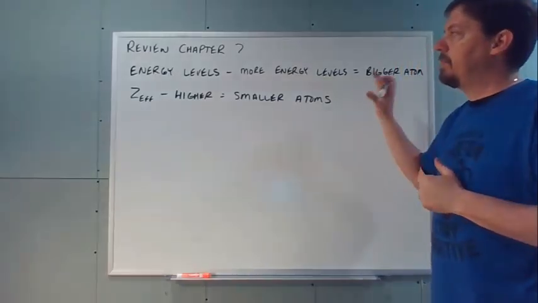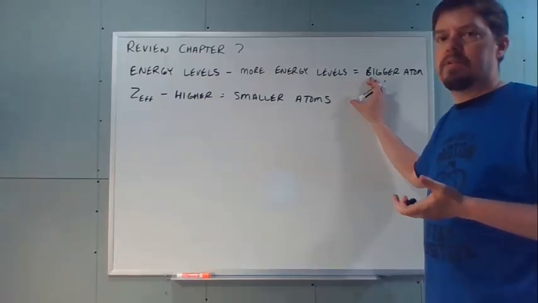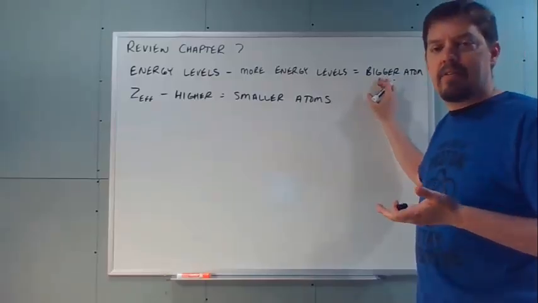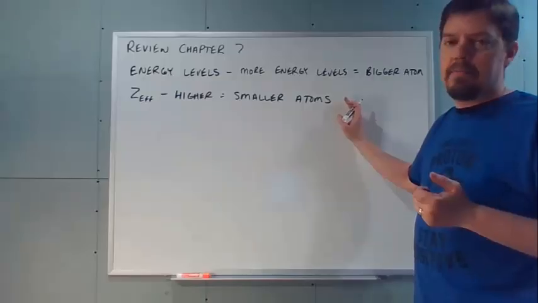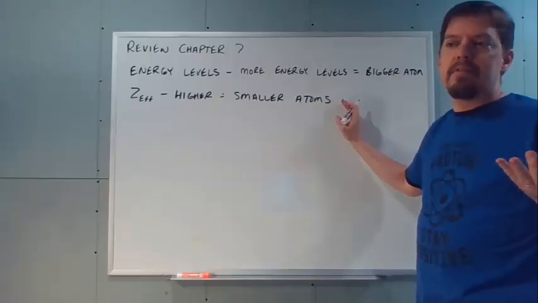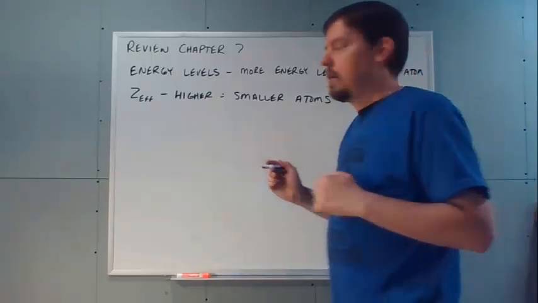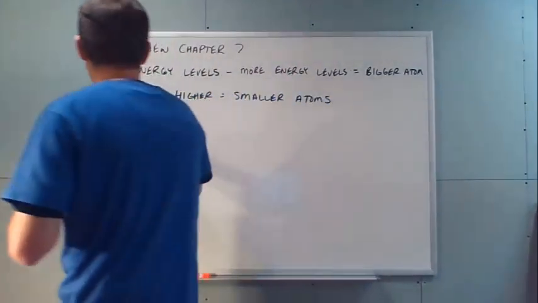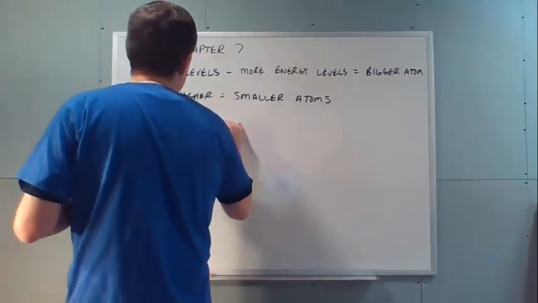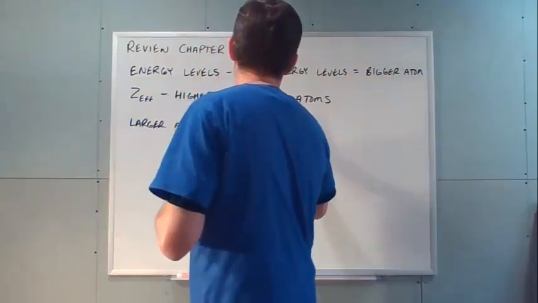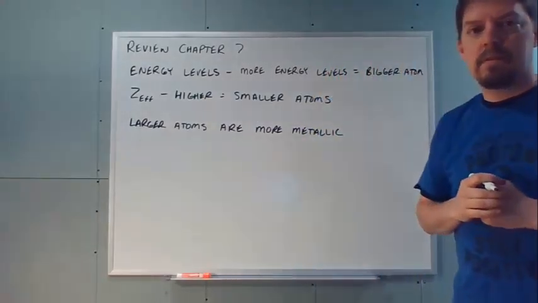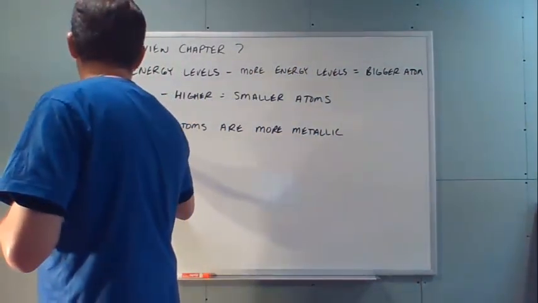So why does this matter so much? Well, the size of the atom is telling us about how strongly those outermost electrons are going to be attracted. So the bigger the atom is, the less those outer electrons are going to be attracted. The smaller the atom is, the more the electrons are going to be attracted, right? So what's the need for us to know that? Well, remember that the big overarching idea here is larger atoms are more metallic. Right? And smaller atoms are more non-metallic.